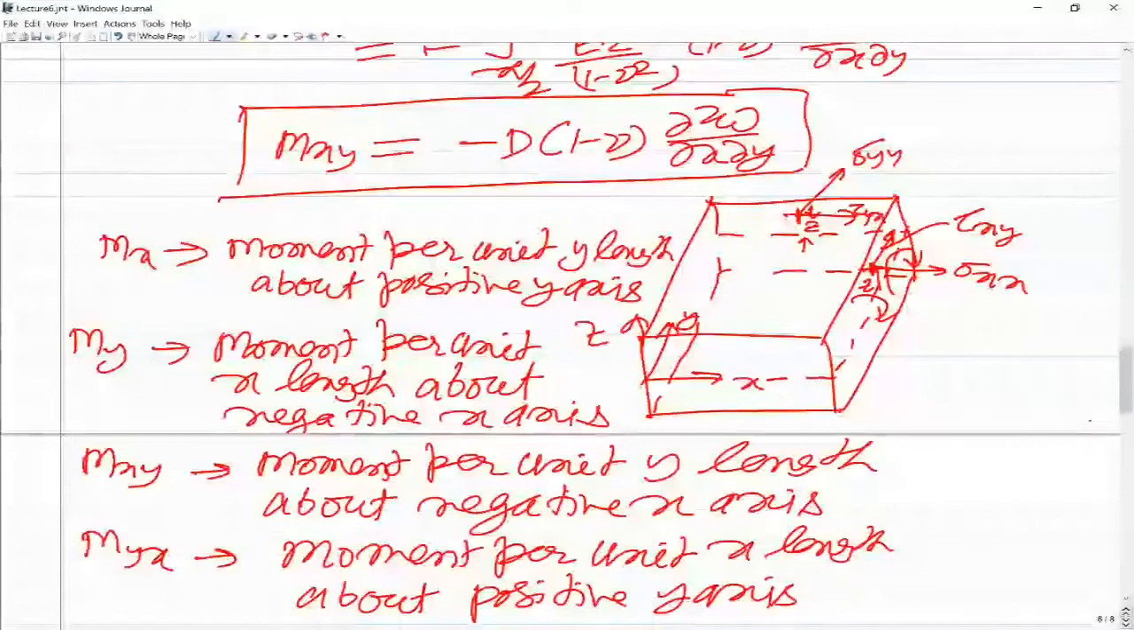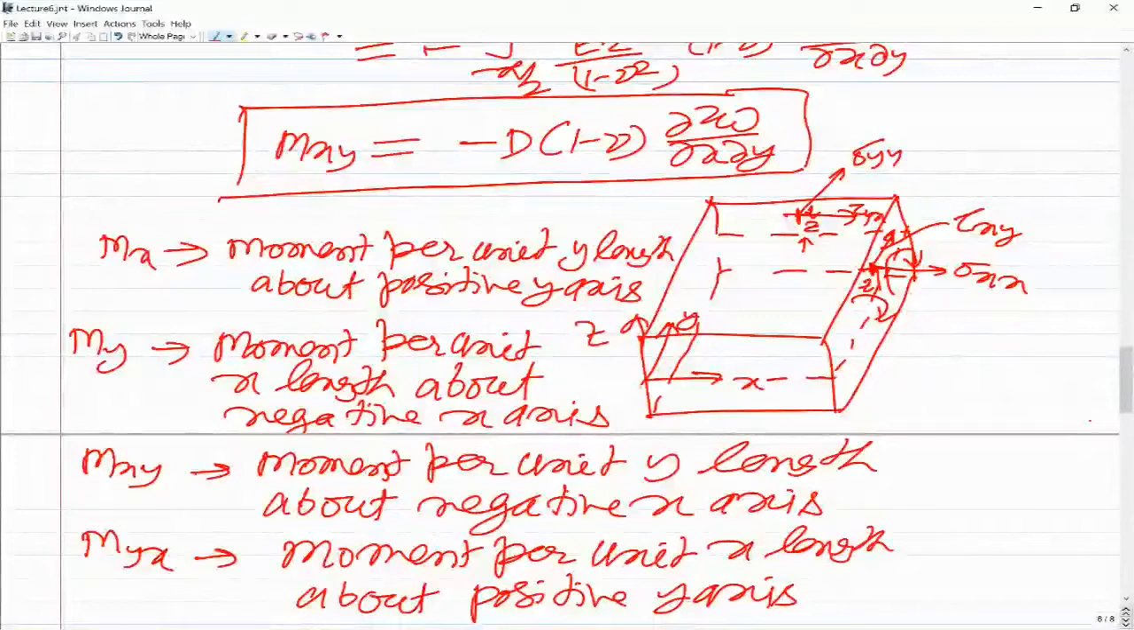Hello, sir. Sir, how will that mxy moment be about the negative x-axis? How will we decide whether it is negative or positive? For mxy you are asking, no? Yes, sir, for this mxy.